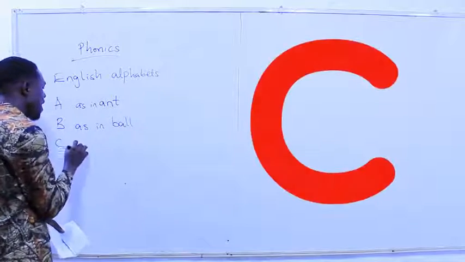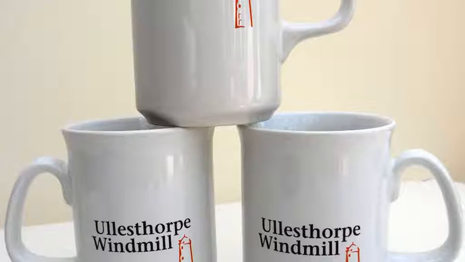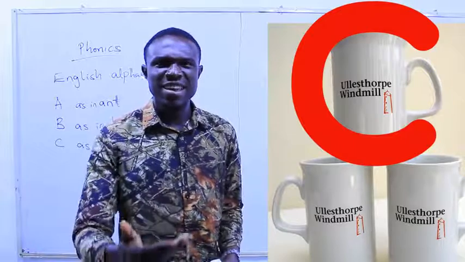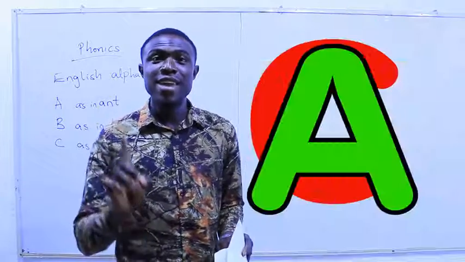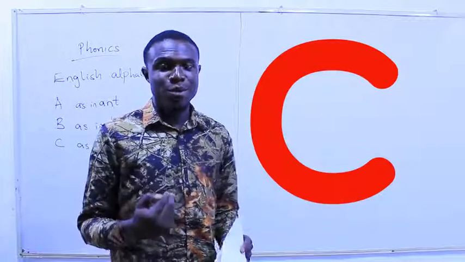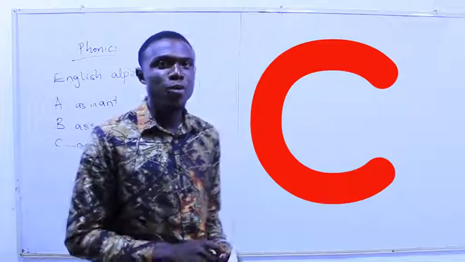Letter C as in cap. It is called C. Say it. C. That's very simple. A, B, C. You see, step by step, you get it. It's very simple. Now we'll look at another one.